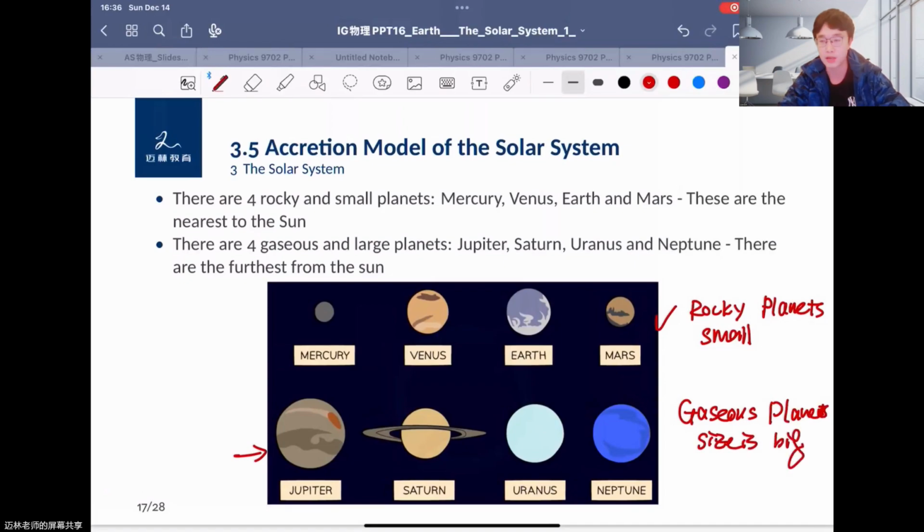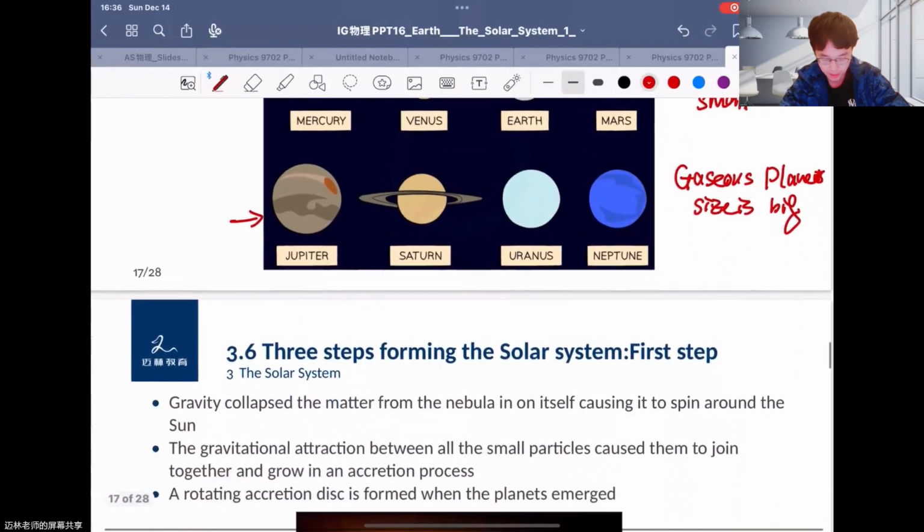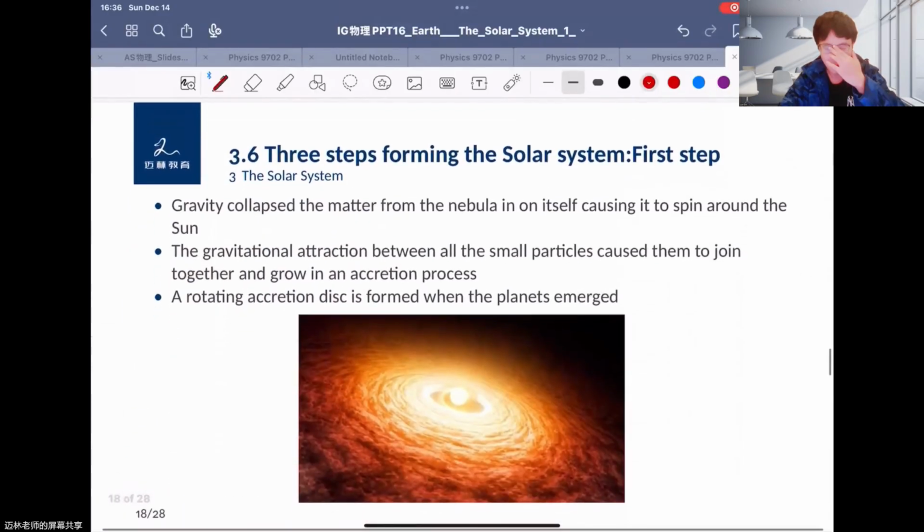This is for their different model for the solar system. I guess it's also very important for you to master it. And after that, it moves to the most important part in IGCSE physics. So this is about the steps to form the solar system.